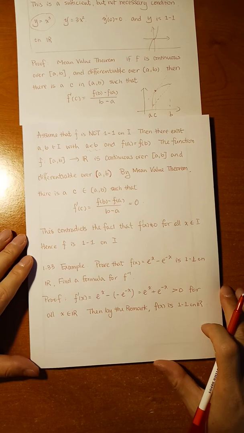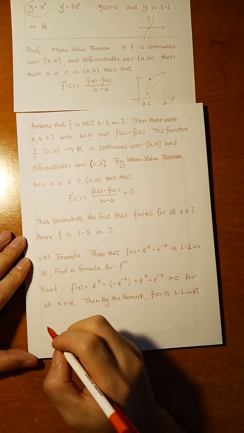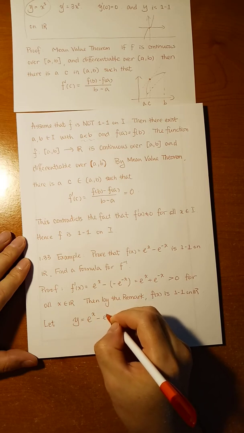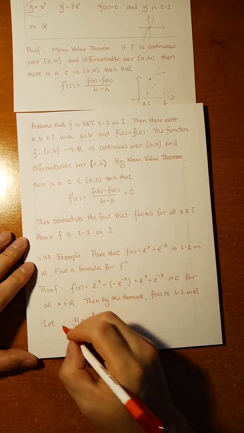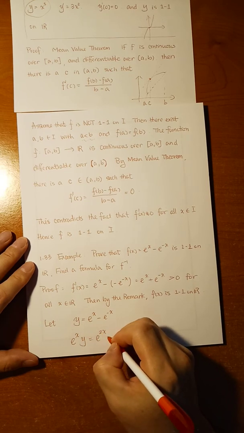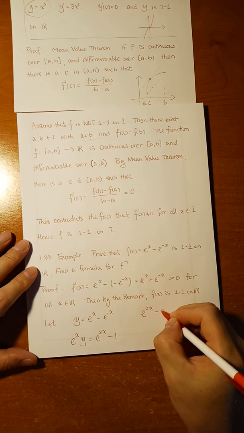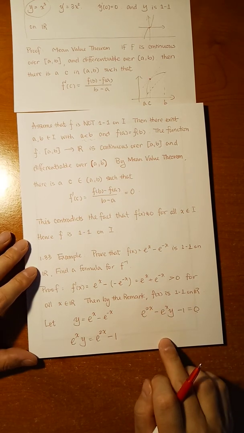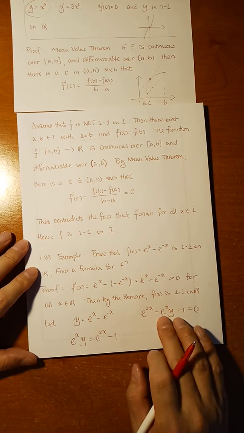And now let's try to find a formula for the inverse function. How do we find the formula for the inverse function? We let y be e to x minus e to negative x. Since e to negative x is 1 over e to x, we multiply this equation by e to x, and we get e to x times y is e to 2x minus 1. Simplifying, it is e to 2x minus (e to x times y) minus 1 equal to 0. This is an equation quadratic in e to x.